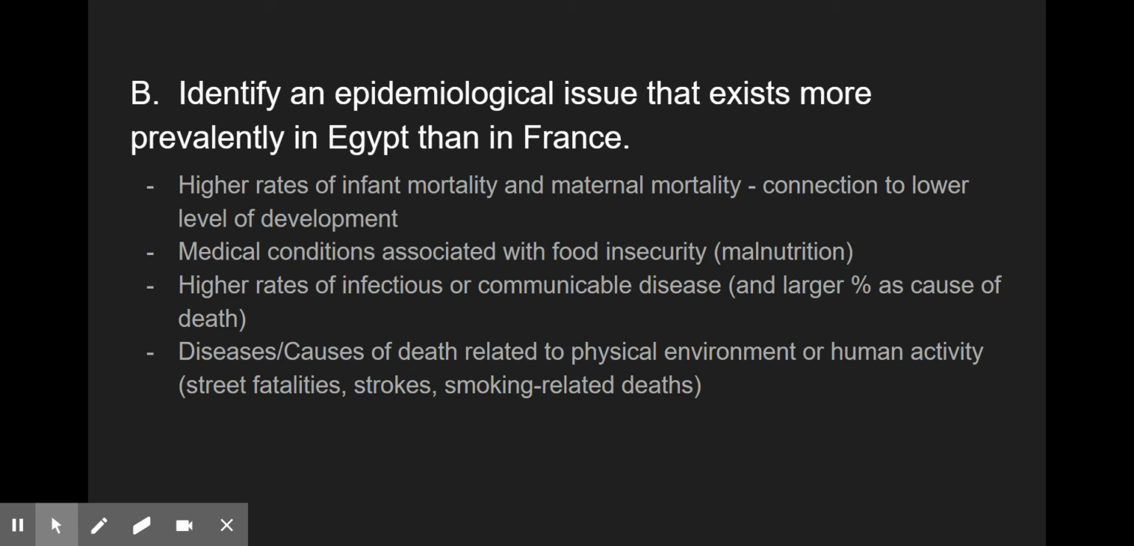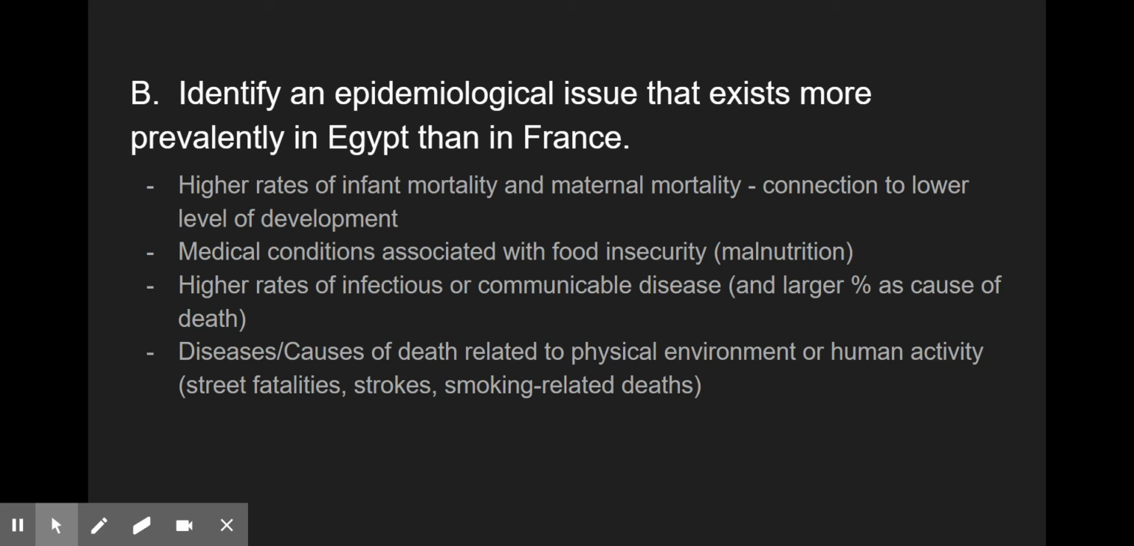B, identify an epidemiological issue that exists more prevalently in Egypt than in France. So epidemiological means related to the study of disease. So what I had to see in this part was a specific type of disease, or a more specific medical condition than just a vague answer about having worse results as it relates to healthcare. So you actually had to get a little bit deeper into it, okay? Even though it's an identify question.